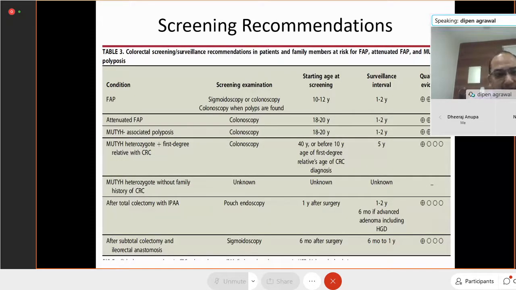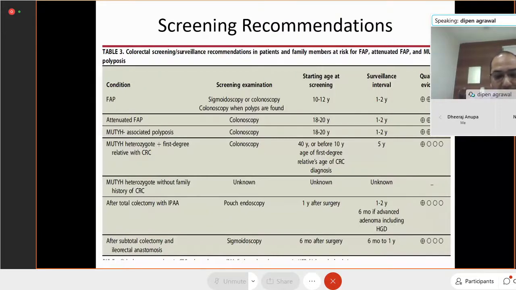So screening for FAP patients starts at the age of 10 to 12 years. Sigmoidoscopy should be initially started, with an interval of 1 to 2 years. After total colectomy with ileal pouch anastomosis, the patient may have a future risk of developing CRC.